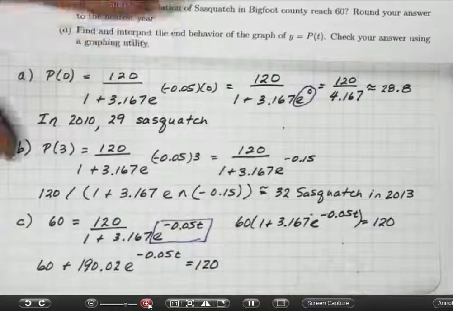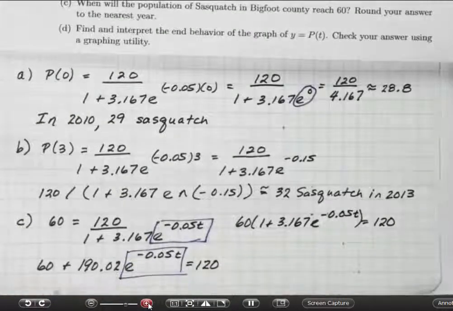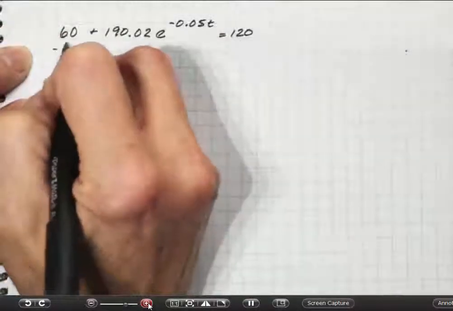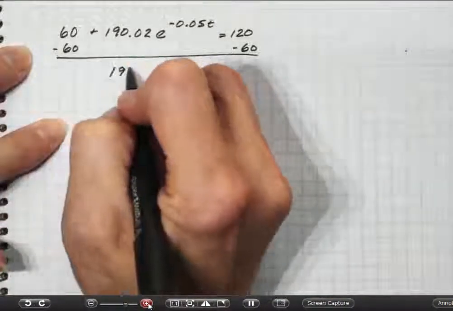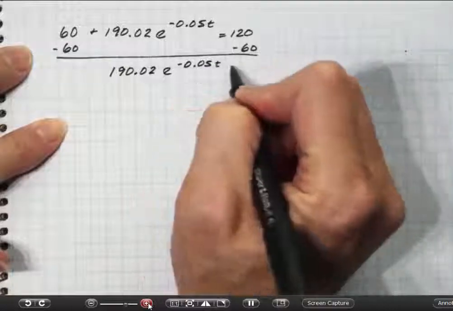And remember, your goal is to get that exponential function by itself. So we're going to need to subtract 60 from both sides, and then we're going to need to divide both sides by 190. So subtracting 60 from both sides, we end up with 190.02 e to the negative 0.05 t equals 60.